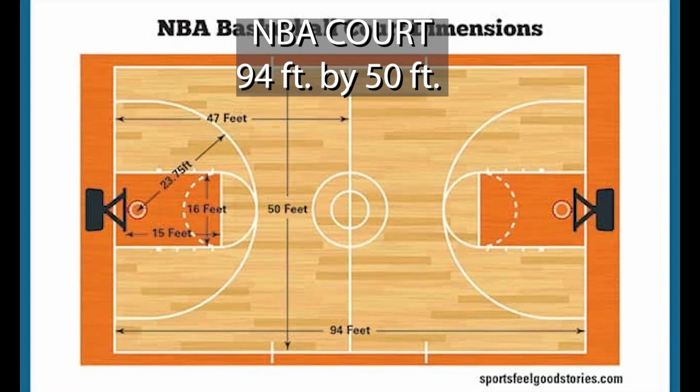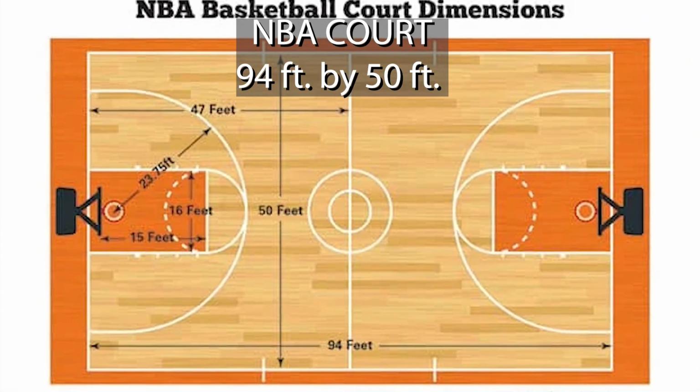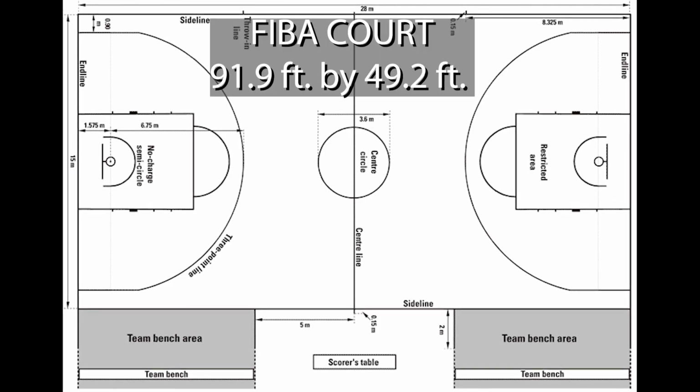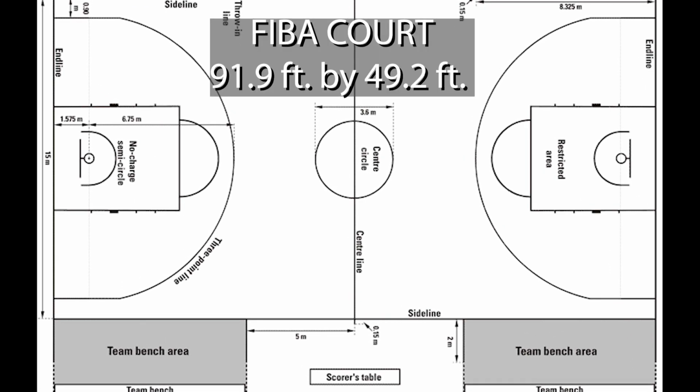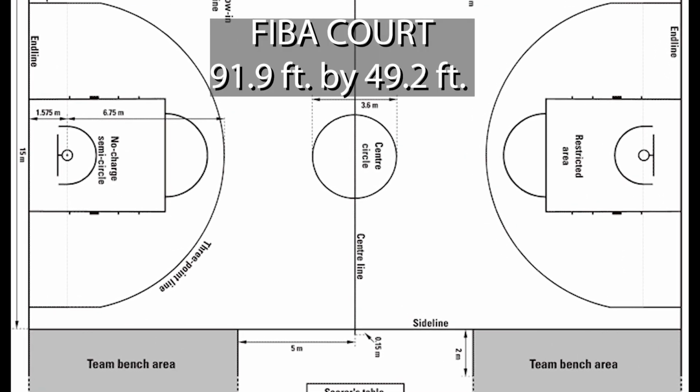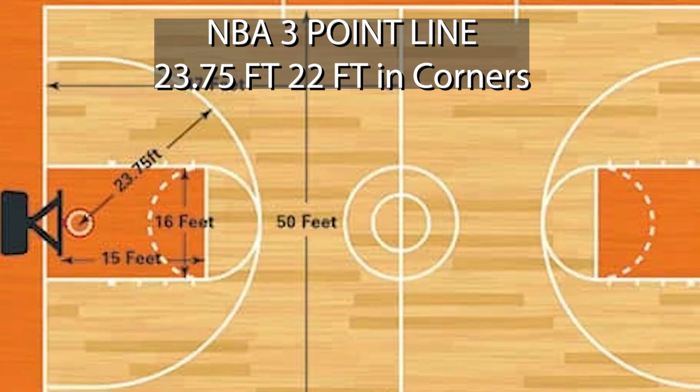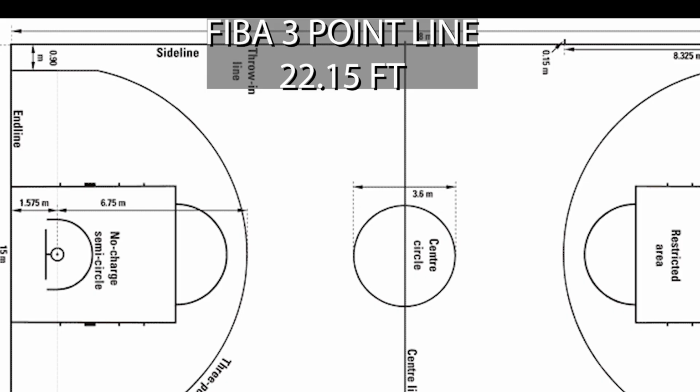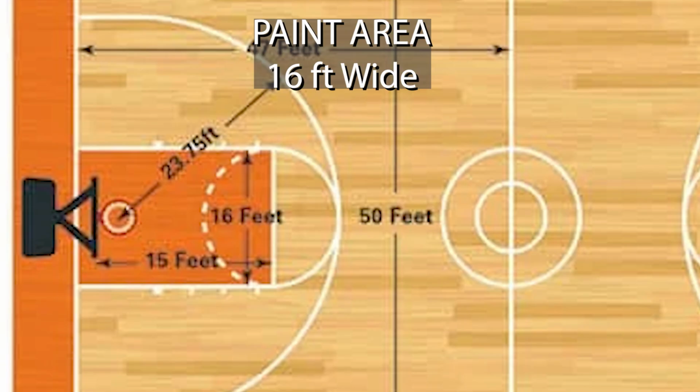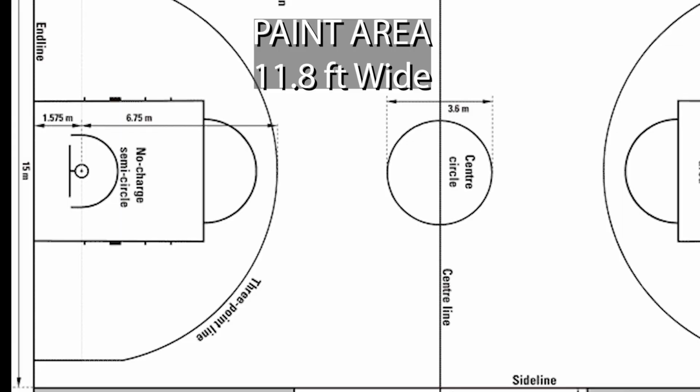The NBA court is larger, measuring 94 feet by 50 feet. The FIBA court dimensions are slightly smaller, at 91.9 feet by 49.2 feet. The NBA three-point line is 23.75 feet from the basket at the top of the key and 22 feet in the corners. The FIBA three-point line is 22.15 feet from the basket, forming a uniform arc. The NBA key paint is 16 feet wide. The FIBA key is narrower at 11.8 feet wide.